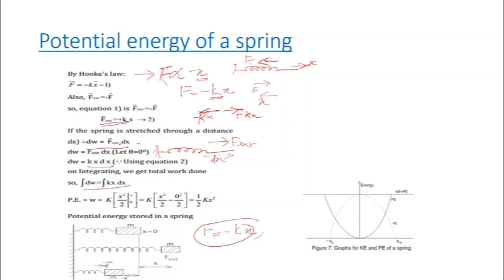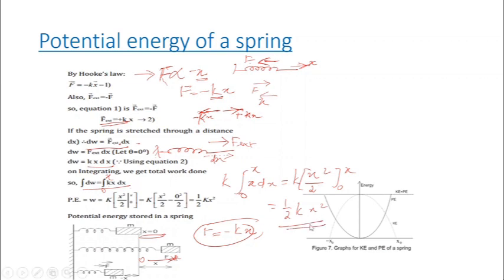That is, integral dW is equal to integral kx dx from 0 to x. 0 is this position, as I told you, and this is the position after the extension through a distance x. When you integrate, k is a constant, so the integral is for x dx. The integral of x dx, which you have studied, is x squared by 2. So it is k into x squared by 2 within the limits 0 and x. When you apply the limits, it will be half k x squared.